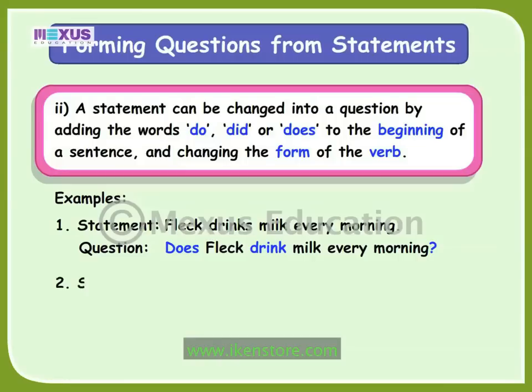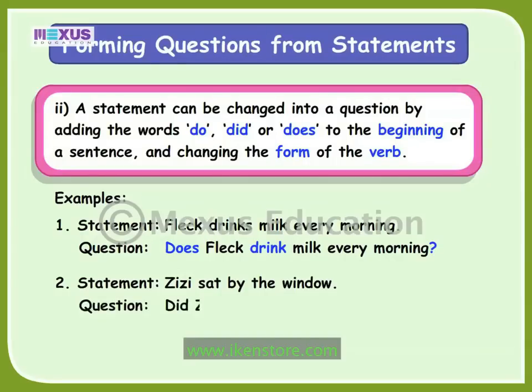Let's look at another statement. Zizi sat by the window. This statement can be changed into a question. Did Zizi sit by the window? By adding the word did at the beginning, changing the verb sat to sit, and adding a question mark at the end.